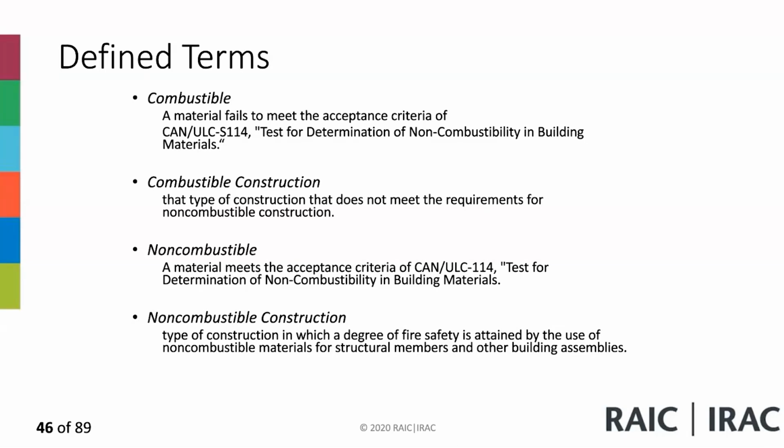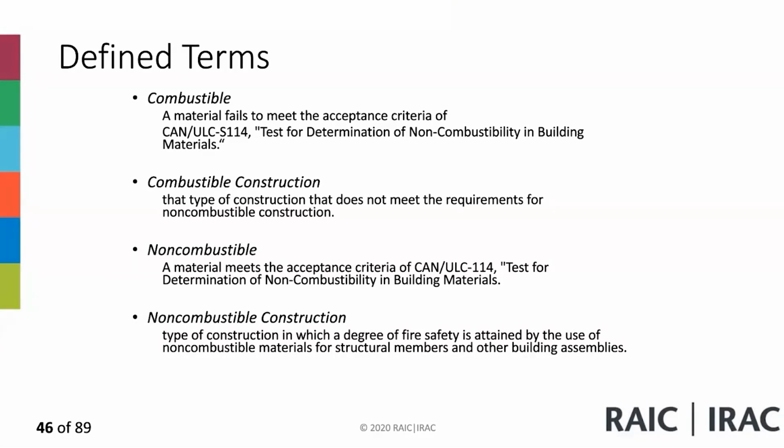In non-combustible, it's material. We saw that definition, any material that passes the acceptance criteria of CAN-ULC S114. Non-combustible construction is a type of construction in which a degree of fire safety is attained by the use of non-combustible materials for structural members and other building assemblies. I want to point you to the fact that in Appendix D, there is a table that does have typical non-combustible materials. And if we can look at it right away, Appendix D.